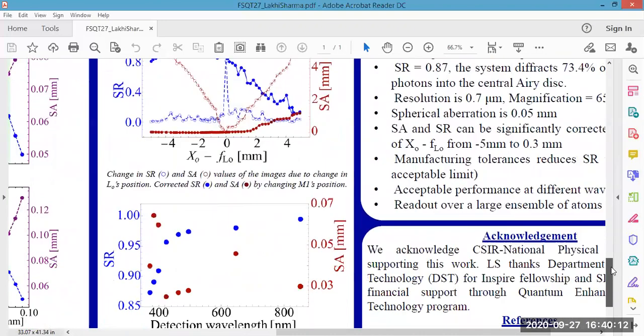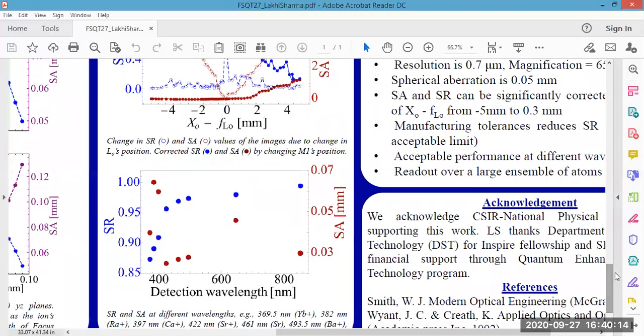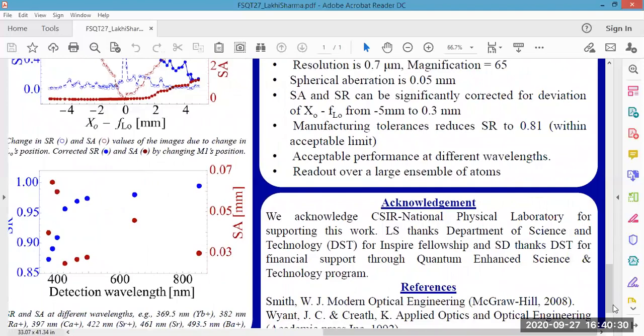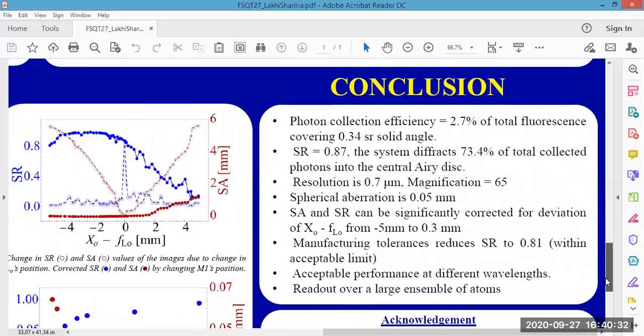So this is all about the results corresponding to the wavelength we are working at, that is the 369.5 nanometer laser. But we have also seen its performance at different wavelengths, and we have found that it is very compatible over a range of wavelengths from visible to infrared. So this can be used in other experiments as well. So this was all about the results.